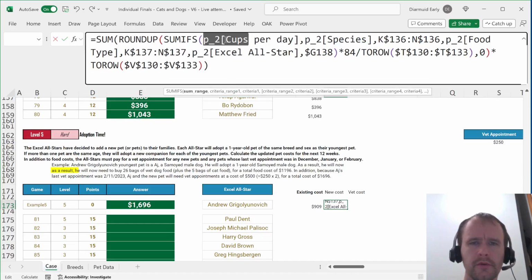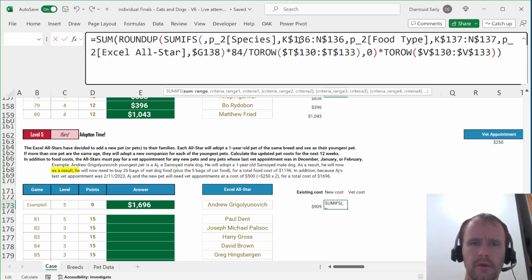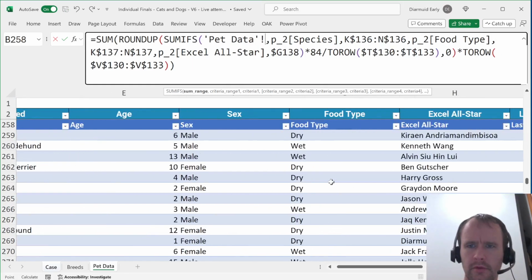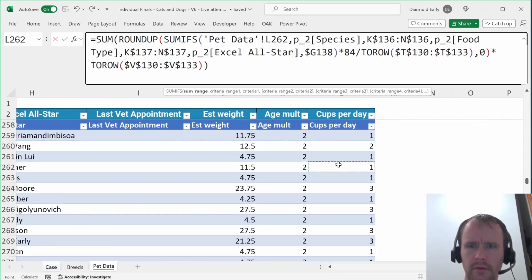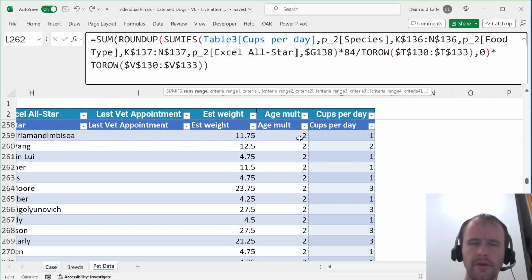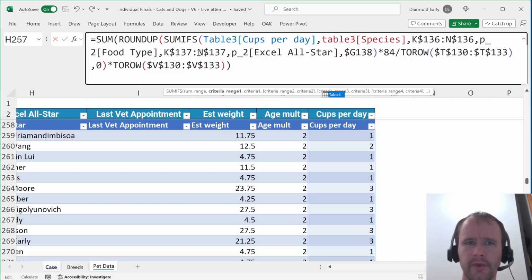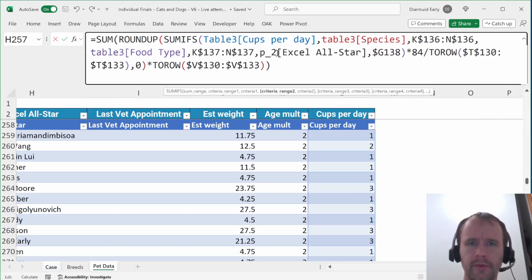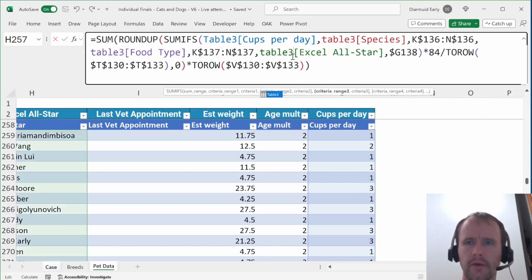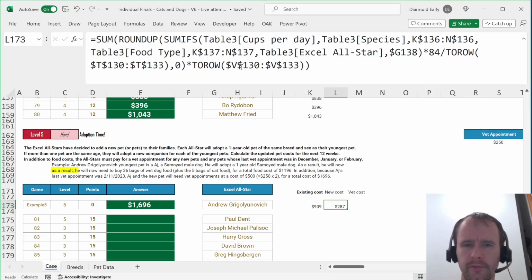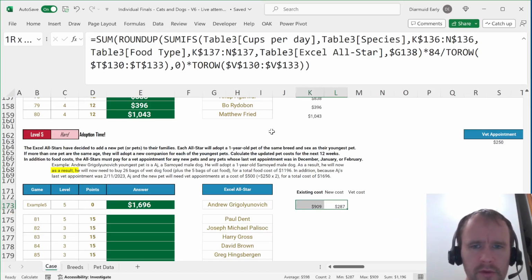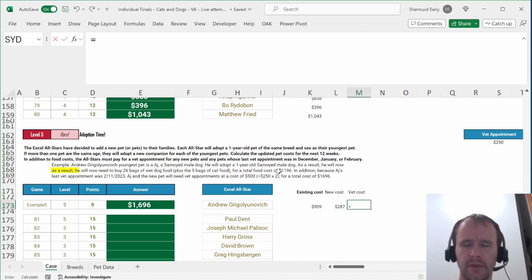What the heck is wrong? Is it or is it not called p_2 cups per day? No, I thought I had named it p. Okay, whatever. Fine. Table 3. Just go with it. Don't care. Table 3. Table 3. And is that it? I think that's it. Okay. The new pet cost is 287. Brings you to 1196, which I think was what it said. Yes, good.